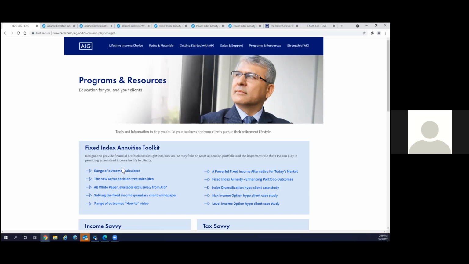So the purpose of going through these 3 tools, the AllianceBernstein white paper, the client white paper, and the agent tool range of outcomes calculator, is to show how allocating a percentage of that 60-40, specifically 40% of that bond portfolio, more specifically half of that bond portfolio, so 20 of the 40%, to a fixed index annuity could improve investment returns. So let's get started. Let's take a look and click on that AllianceBernstein white paper.